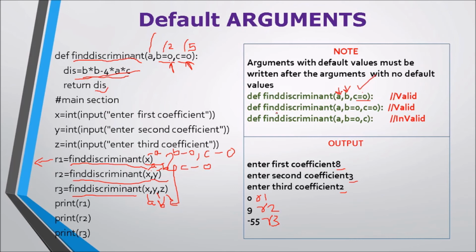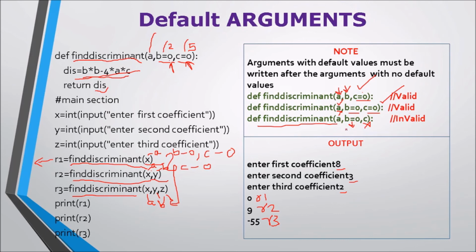In the second definition, you can see we are having two values B and C. Both are having default values and A is not having any default value. So A should appear first and then you can have B and C. So this is also a valid statement. But in case of this third definition, A comma B is equal to 0, this B is having a default value but C is not having a default value. So this is not valid.